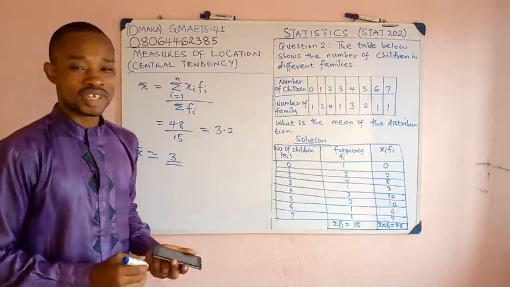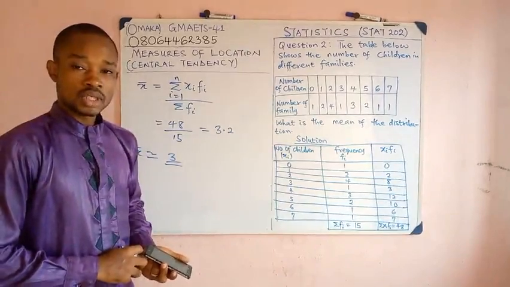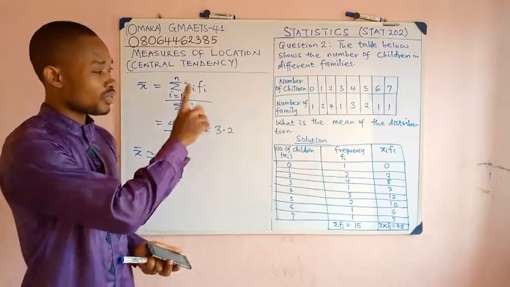You know that the number of children cannot be half, and so we are going to make it whole. That is 3 children per family. That's the average, and this is the solution to this problem.